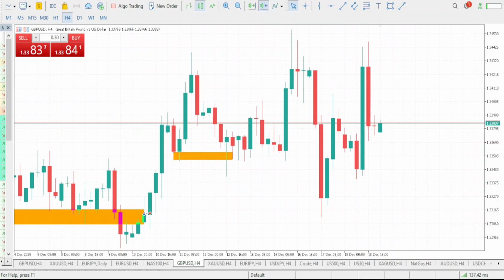So let's take a look at what we'll be expecting for the day on our GBP USD.